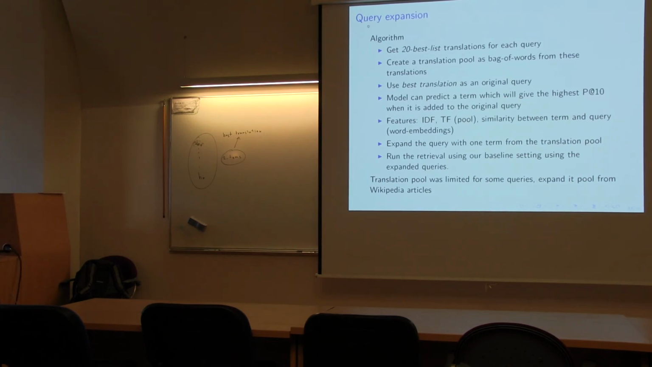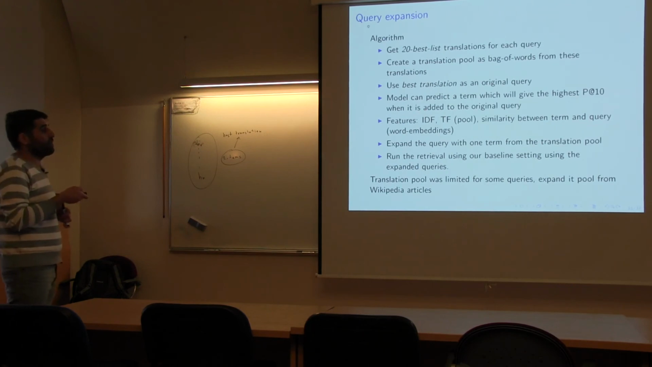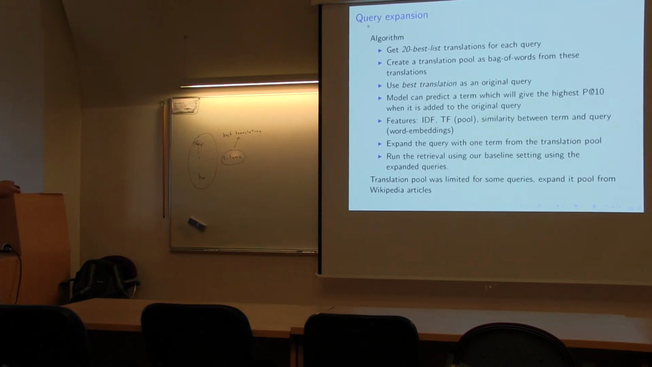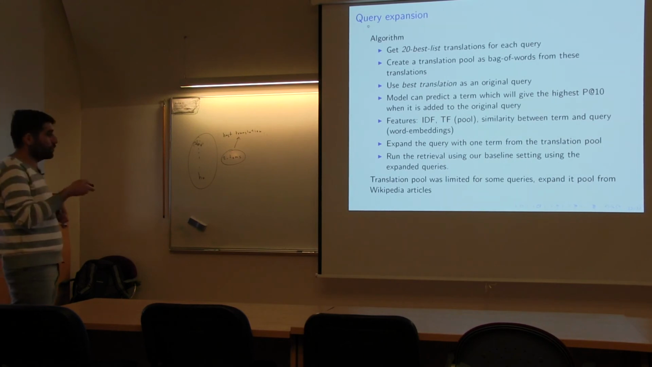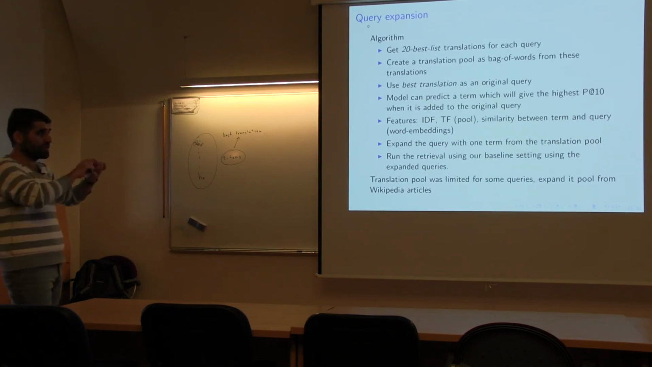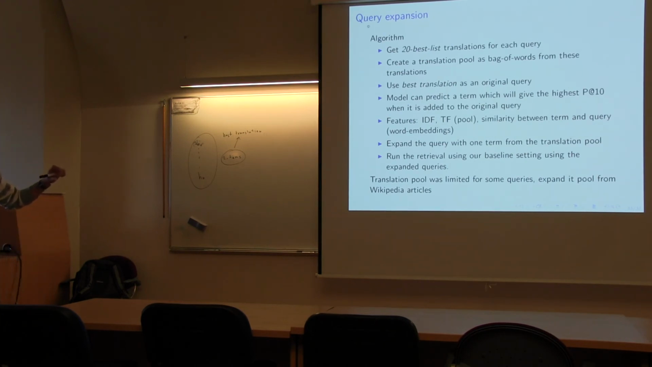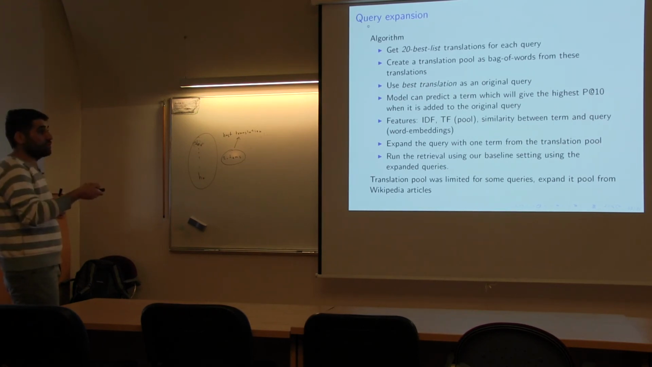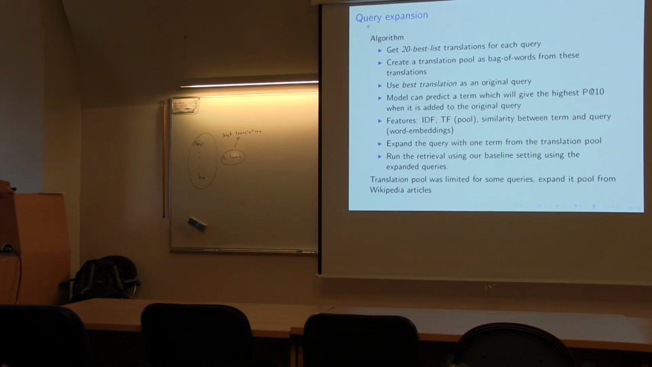And as features, we used IDF from the collection, term frequency from the translation pool, and also we use similarity between the term and the query, or the best translation, using word embeddings. What we did here, we summed the word embeddings for each term in the query together. So we have the sum for all the embeddings, and then we calculated cosine similarity between this sum and the candidate term, and we added this score to the features.